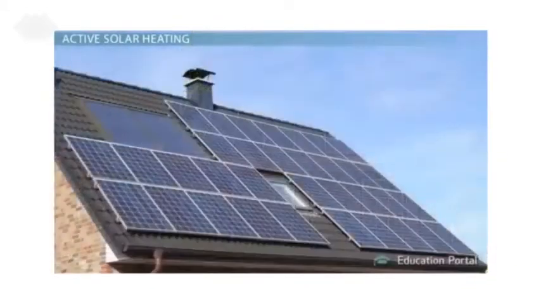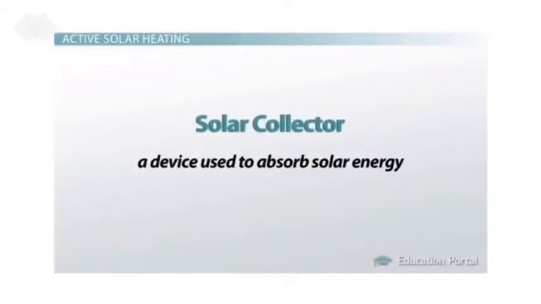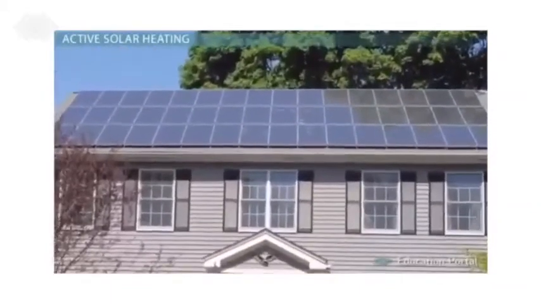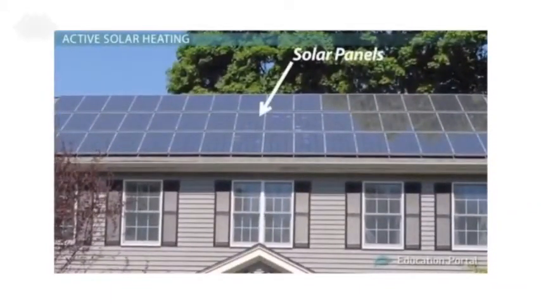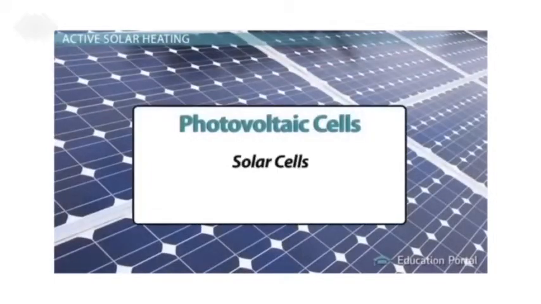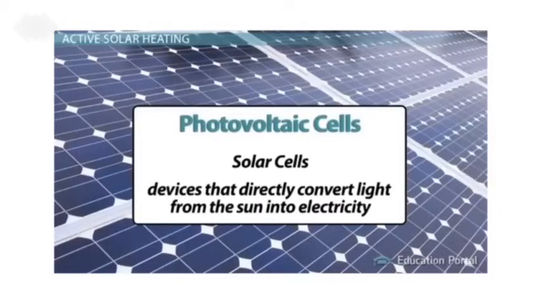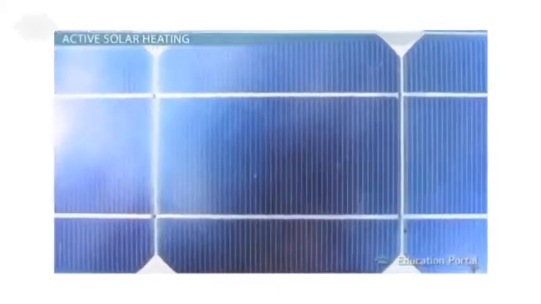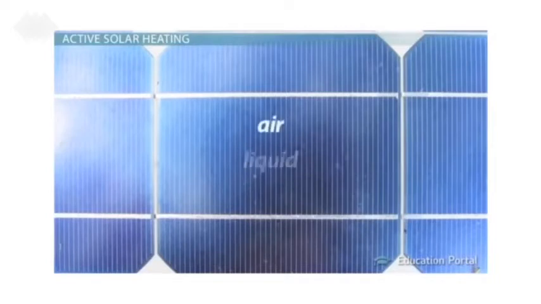And for active solar heating, you will need a solar collector, which is a device used to absorb solar energy. Solar collectors can be simple designs, but you likely think of solar collectors as the solar panels found on rooftops of homes or other buildings. Solar panels are typically composed of photovoltaic cells, or solar cells, which are devices that directly convert light from the sun into electricity. Active solar collectors must utilize a substance to act as a conductor, so heat and electricity can be stored and transferred. This substance is typically air or a liquid.